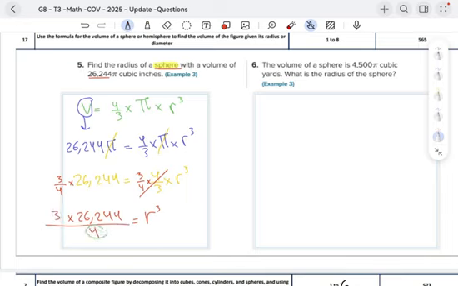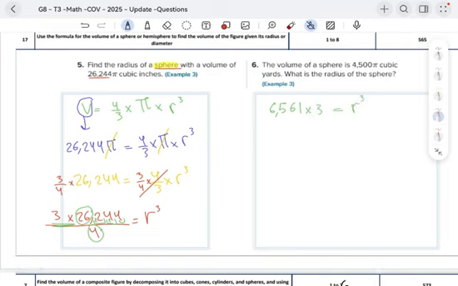I'm going to divide by 4 first, and then we're going to multiply by 3. 26 divided by 4 is 6, because 6 times 4 is 24, and the remainder is 2. Now 22 divided by 4 is 5, because 5 times 4 is 20, and the remainder is 2. 24 divided by 4 is 6, and there is no remainder. 4 divided by 4 is 1. So we're going to have 6,561, and we have to multiply it by 3 to get the radius cubed.